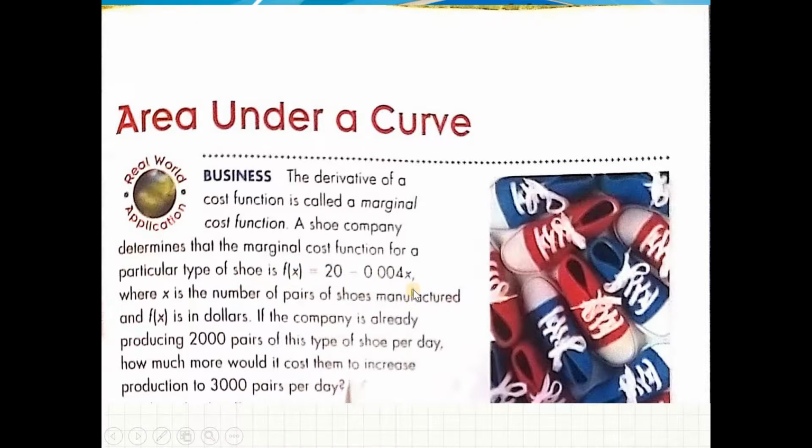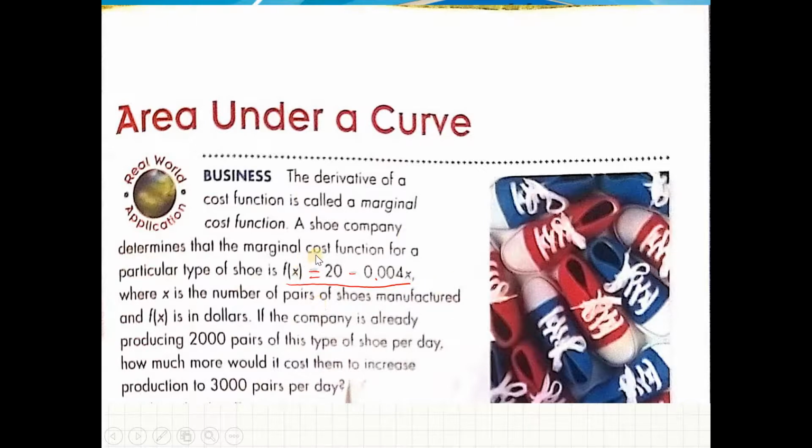0.004x, where x is the number of pairs of shoes manufactured and f(x) is in dollars. Again, we have a manufacturer with a certain production of shoes, and that function f(x) = 20 minus 0.004x, what is it?